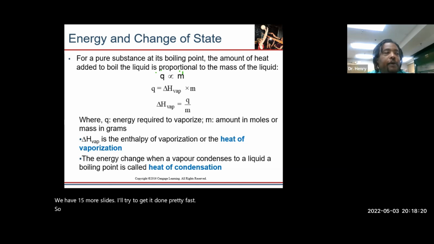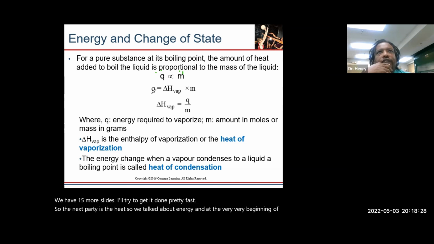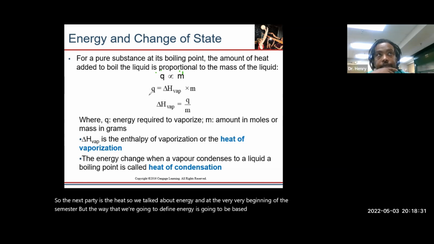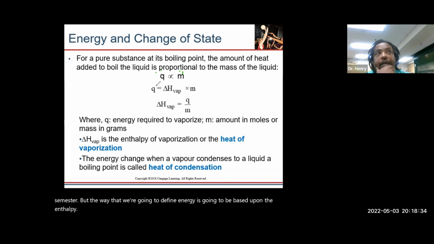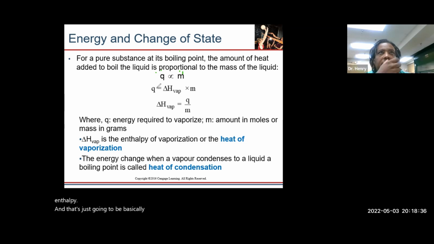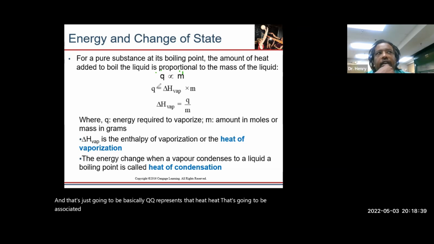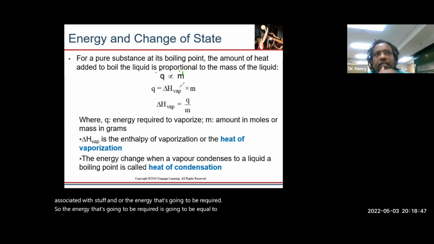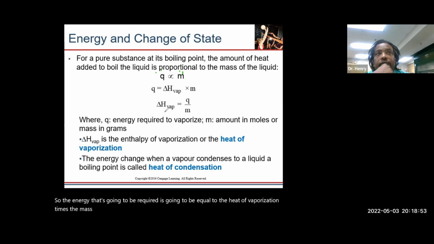So the next part is the heat. We talked about energy at the very beginning of the semester, but the way that we're going to define energy is going to be based upon the enthalpy. And that's basically Q. Q represents the heat associated with stuff, or the energy that's going to be required. So the energy required is equal to the heat of vaporization times the mass. That means the heat of vaporization's unit is typically kilojoules per gram.